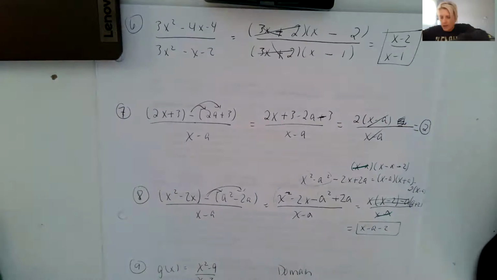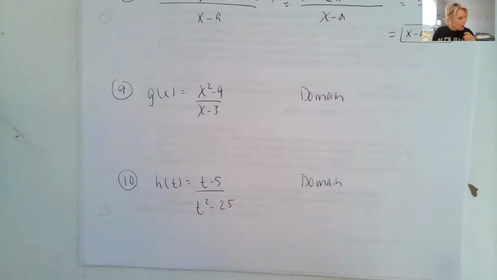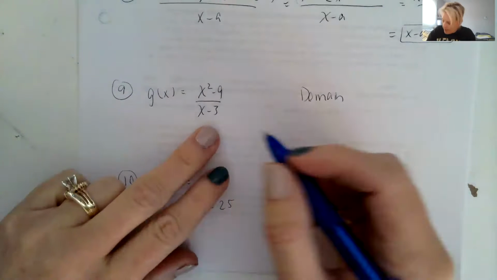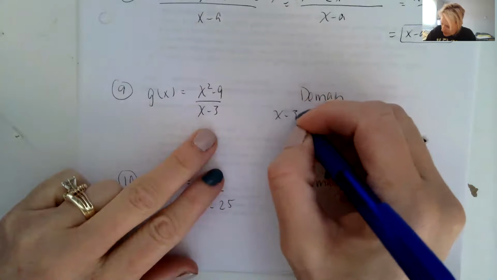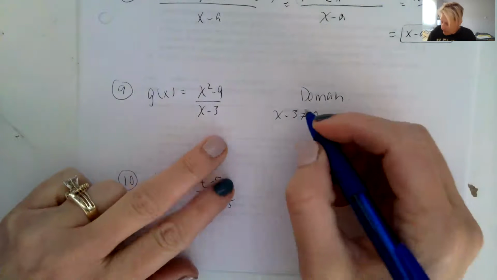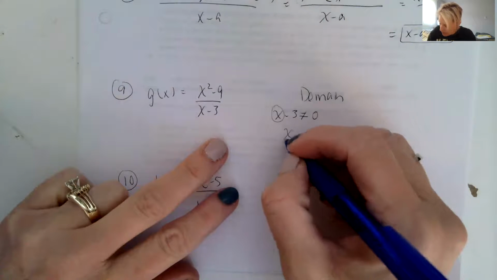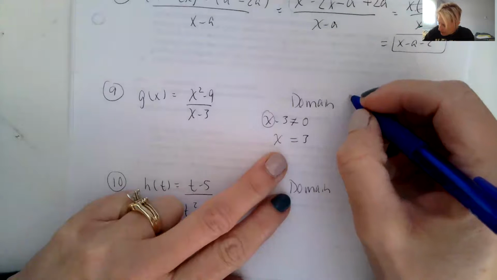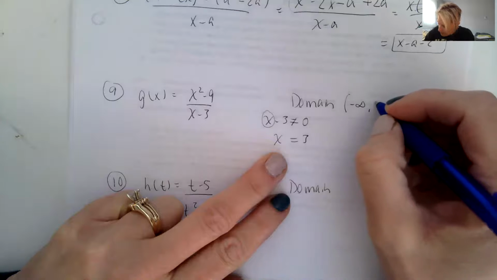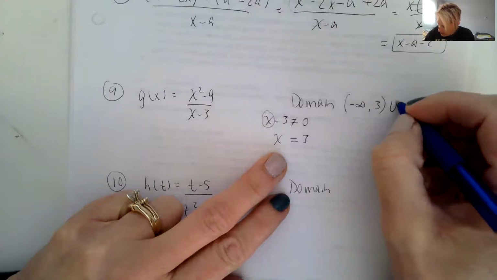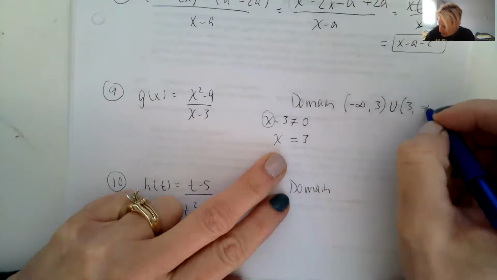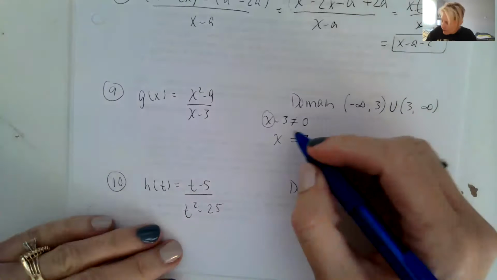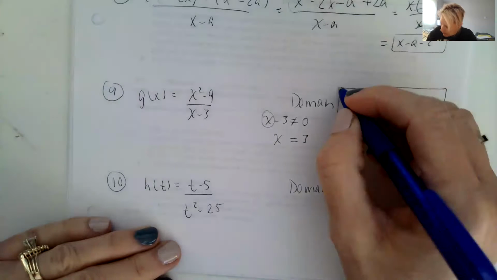Okay, number 9 and 10 are asking us to find the domain. And the domain only has to deal with the denominator. So x minus 3 cannot equal 0. And so let's find out where it will equal 0, which is when x equals 3. So that means our domain is going to be negative infinity up to 3, open parentheses, union 3 to positive infinity. So it just has to stop at 3 and then start back up again, because 3 is the only value it cannot equal.